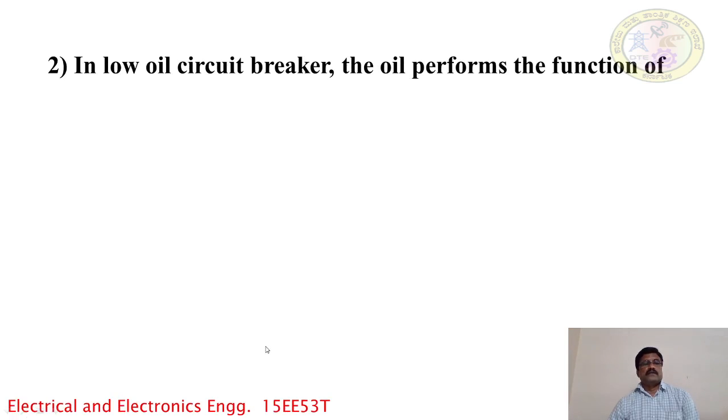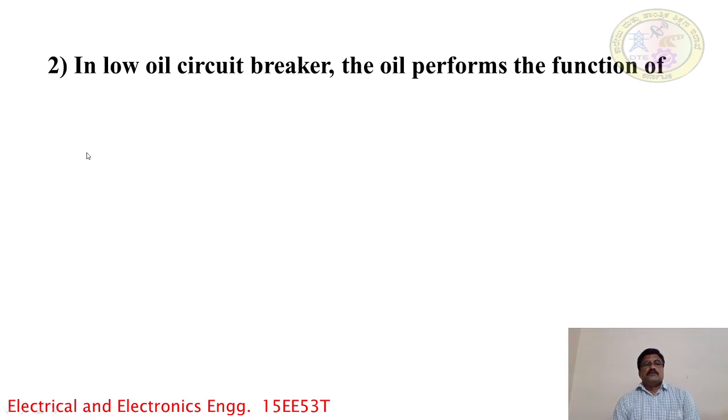Second question: in a low oil circuit breaker, the oil performs the function of... We know the types of oil circuit breaker have two categories: one is called bulk oil circuit breaker and the other is low oil circuit breaker. In bulk oil circuit breaker, it performs two functions. The first one is arc interruption, the second one is insulating the current carrying contacts.